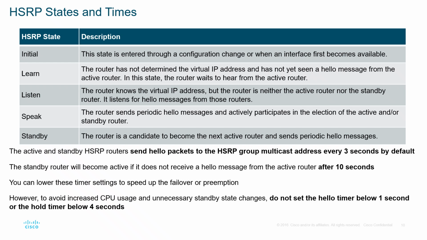So the active and standby routers send hello packets to the group every 3 seconds by default. Your standby router will become active if it does not receive a hello message from the active after 10 seconds. You can lower these timer settings to speed up the failover or the preemption. However, to avoid increased CPU usage and unnecessary standby state changes, do not set the hello timer below 1 second or the hold timer below 4 seconds.